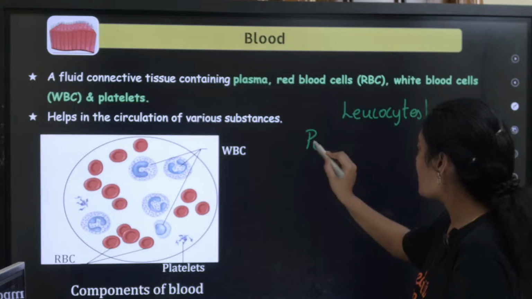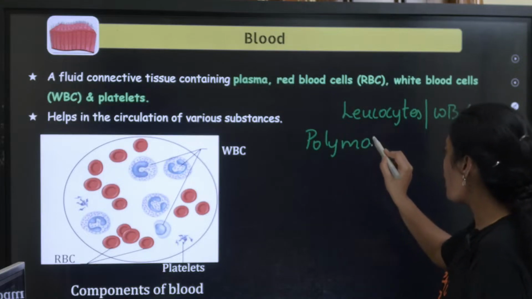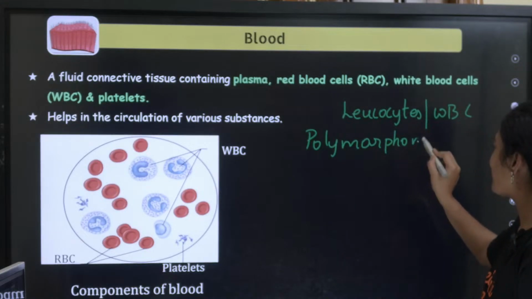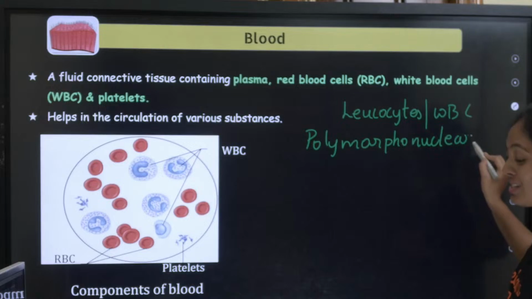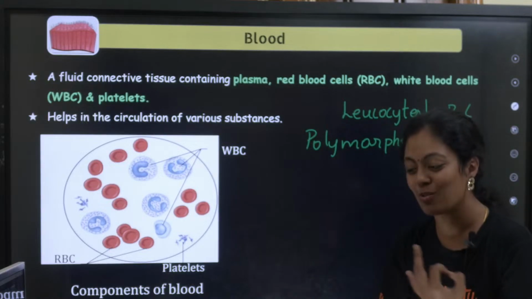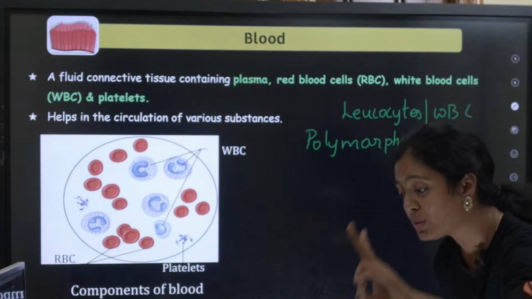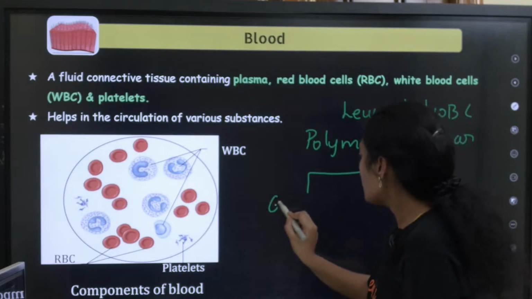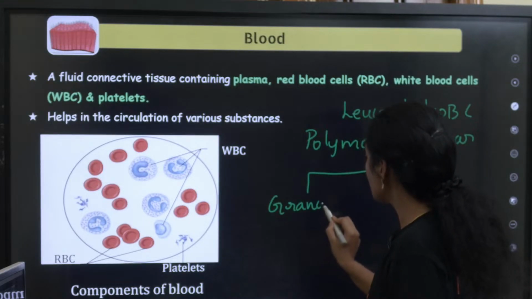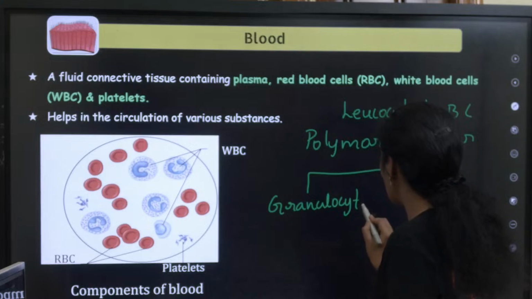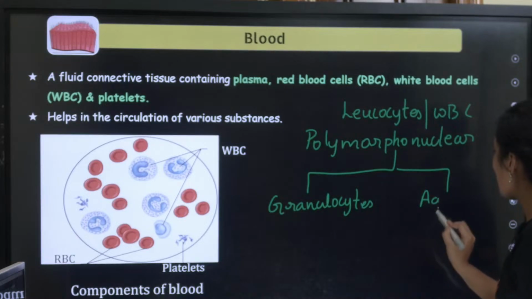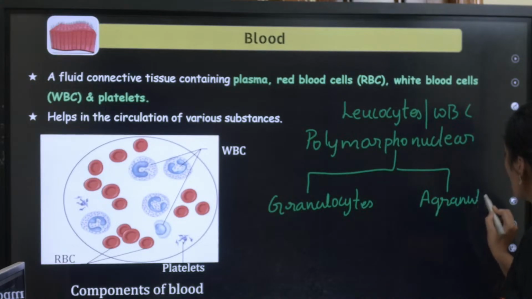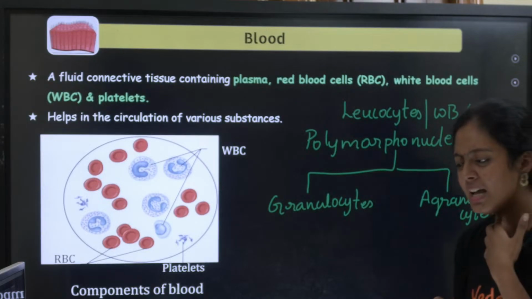So we call it polymorphonuclear. Okay, there are two types of WBC. Can anyone tell me what the two types of WBC are? One is granulocytes and the other one is agranulocytes. A very important point. Ma'am, what are granulocytes?